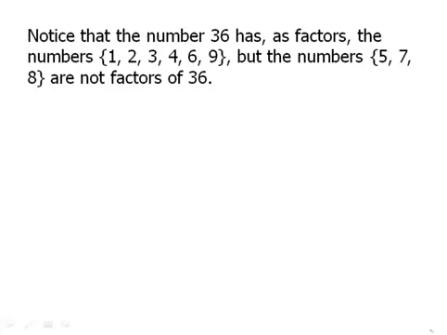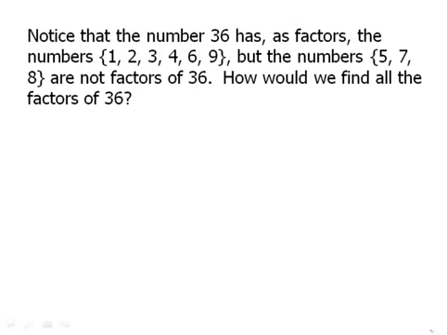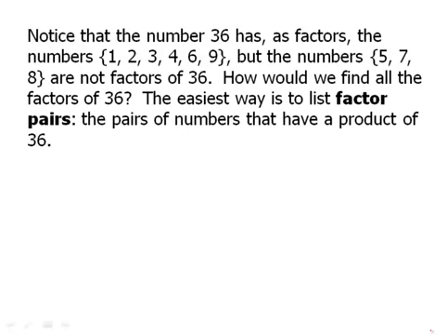Now on another topic, notice that the number 36 has as factors the numbers 1, 2, 3, 4, 6, and 9, but the numbers 5, 7, and 8 are not factors of 36. Now this raises the interesting question, how would we find all the factors of 36? The easiest way is to list factor pairs, the pairs of numbers that have a product of 36. So what can we multiply together to get 36? Well, we can get 1 times 36, that equals 36. 2 times 18, 3 times 12, 4 times 9, and 6 times 6.